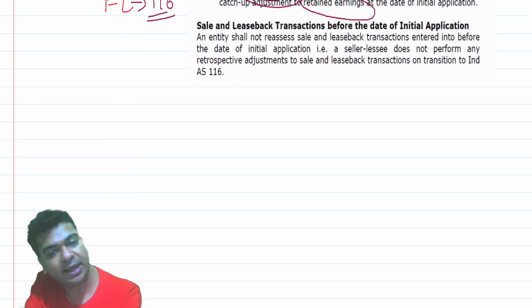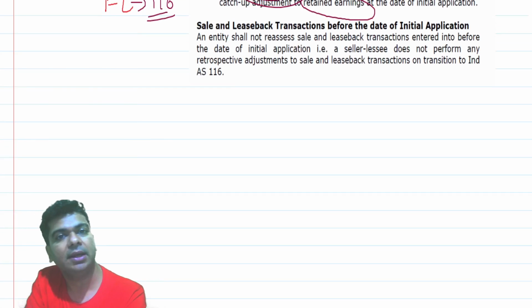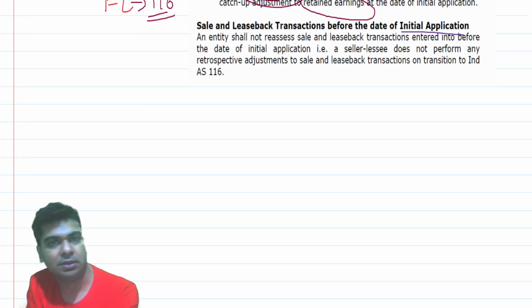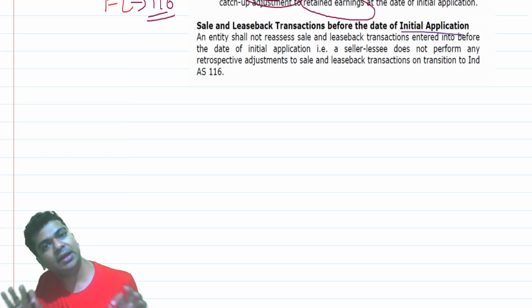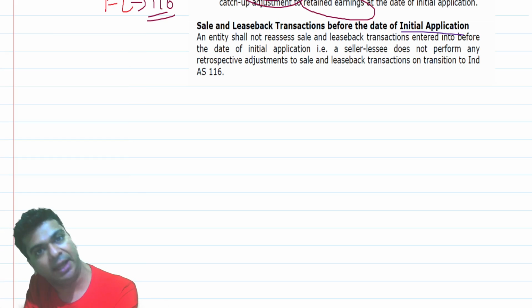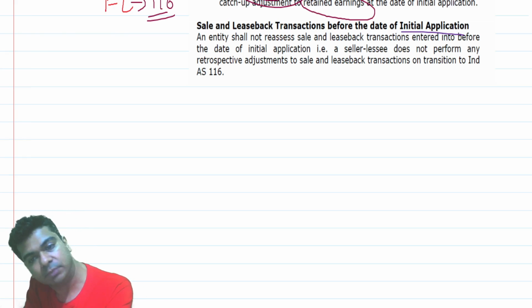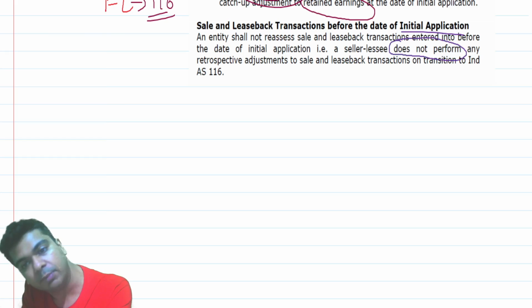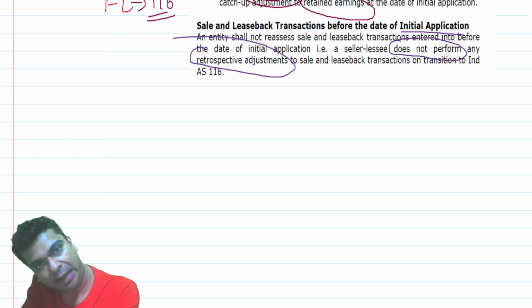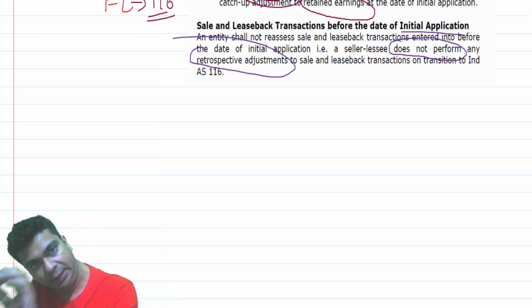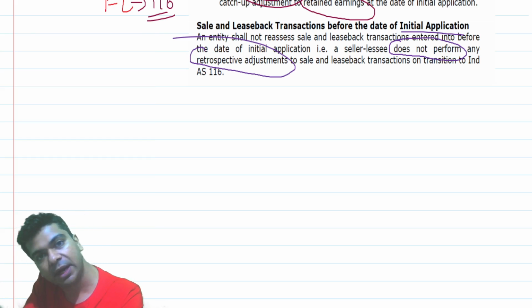And finally, what about the sale and leaseback transaction? If you have entered into any sale and leaseback transaction before the initial application, you are not supposed to do any adjustment. Really good. So if you have entered into a sale and leaseback transaction before the application of Ind AS 116, Ind AS 116 says that you will not carry out any retrospective adjustments. They are saying seller lessee does not perform any retrospective adjustments. So whatever sale and leaseback transactions that we have already entered into, whatever accounting that you are doing as per Ind AS 17, continue with that accounting. Yes, after the application date, if you are entering into any sale and leaseback transaction, then you have to apply the principles of Ind AS 116.